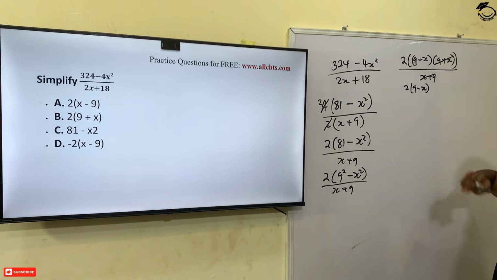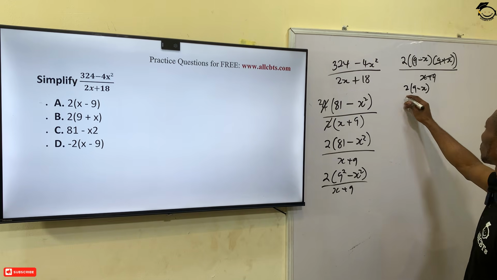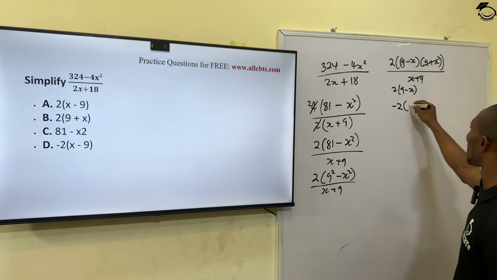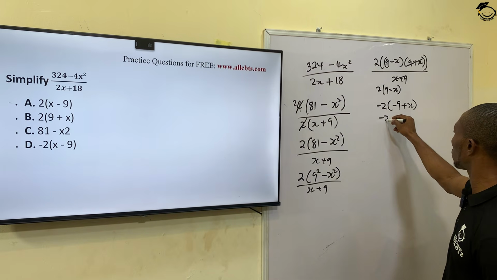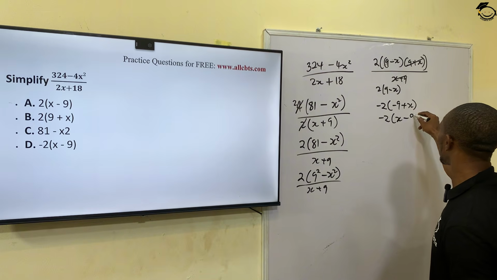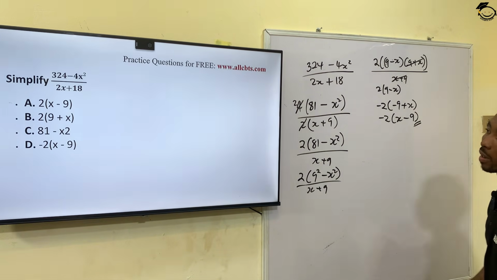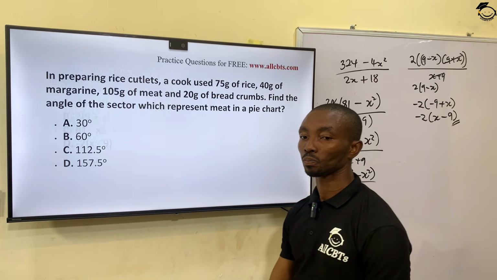Now for us to rewrite this, making x come forward, this becomes multiplied through by a negative. We have minus 2 brackets minus 9 plus x. So rewriting this, we have it as minus 2 brackets x minus 9. So our answer will be minus 2 brackets x minus 9, which is option D.